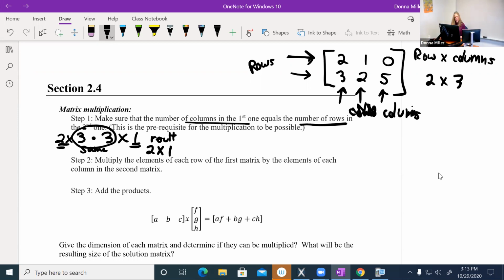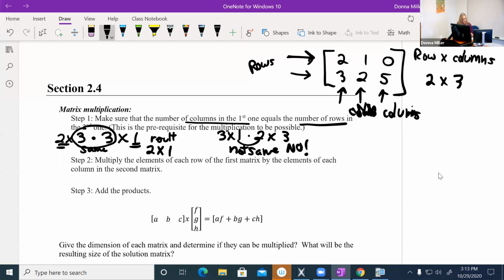Now, if I try to flip this problem around, if I try to multiply a 3 by 1 times a 2 by 3, can I do that? No. Why not? Because the two inside numbers are not the same. So there's no way you can do that one and get an answer. So matrix multiplication is not what we call commutative. The order matters. A times B does not equal B times A, 99% of the time.